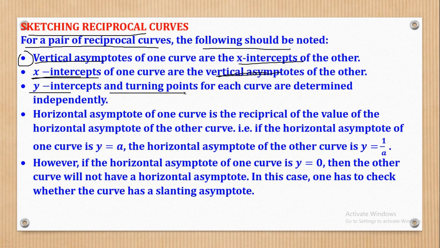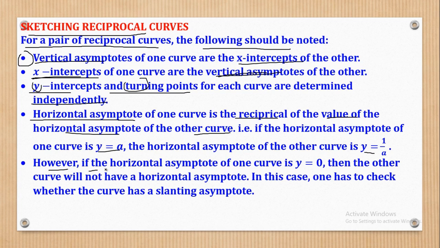Y-intercepts and turning points for each curve are determined independently. So y-intercepts and the turning points, they have no relationship, so you get them independently. Then the horizontal asymptote of one curve is the reciprocal of the value of the horizontal asymptote of the other. Therefore, if the horizontal asymptote of one curve is y equal to a, the horizontal asymptote of the other will be y equal to 1 over a.